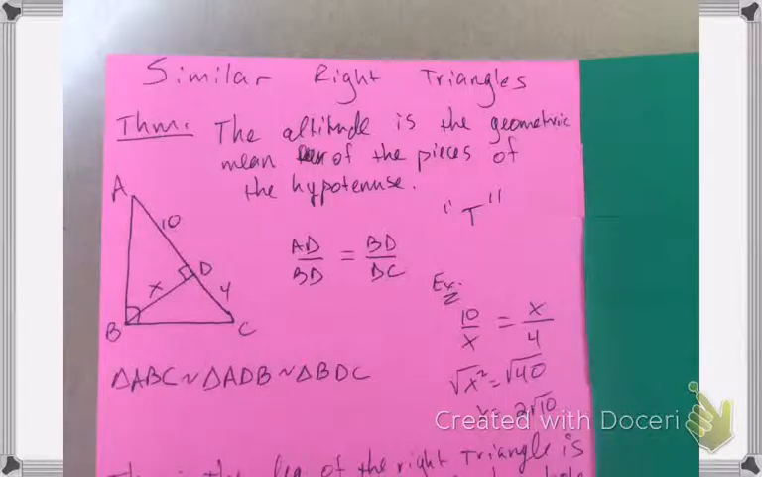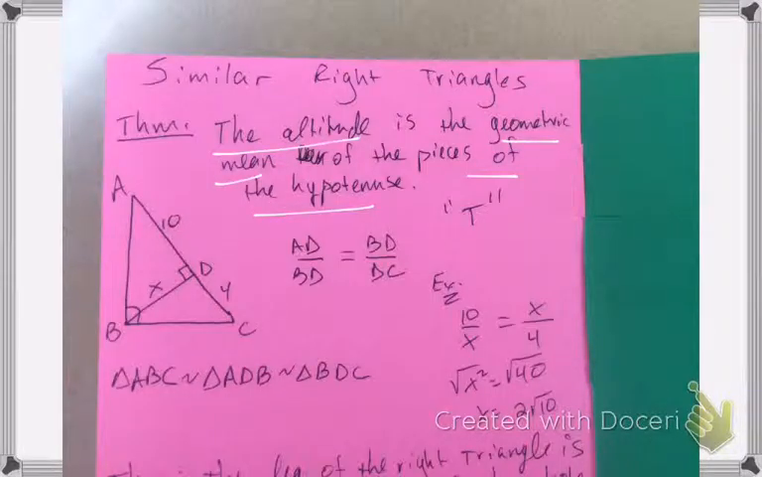So, similar right triangles. The first theorem involving similar right triangles says this: the altitude of this right triangle is the geometric mean of the pieces of the hypotenuse. Now, what does all that mean?